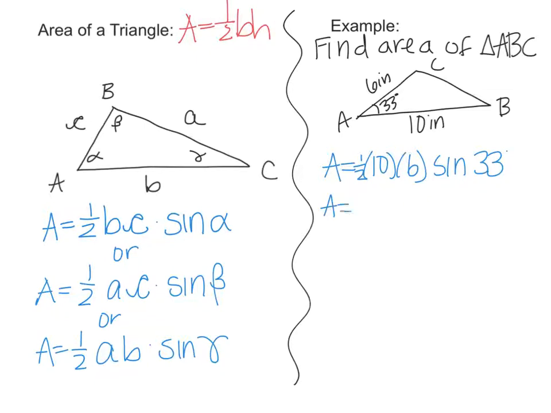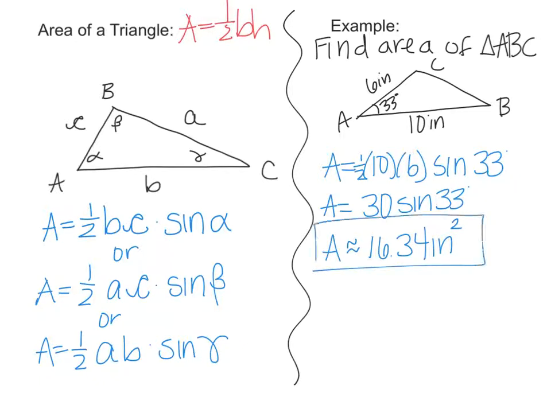So that means that area is equal to, well, 1/2 times 10 is 5, and 5 times 6 is 30, times the sine of 33. So now I'm calculator ready. I can go ahead and plug this into my calculator, and we're going to get something like 16.34 inches squared. We don't want to forget our units. So if we're talking about units of inches, then my area better be inches squared.